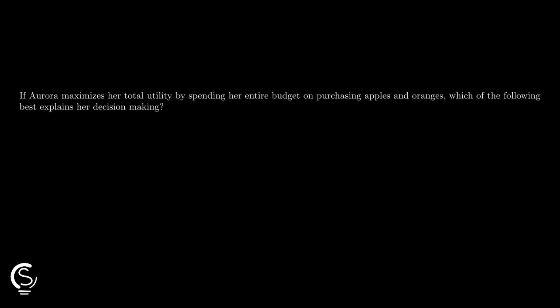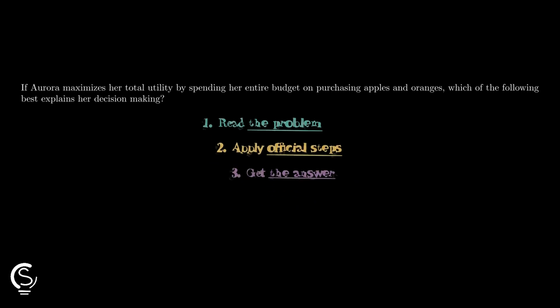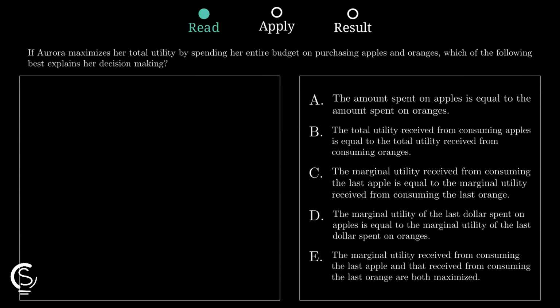Maximizing utility is a classic economics puzzle that you can solve quickly. We will analyze Aurora's budget and spending choices to find the optimal balance for her. First, we must understand that total utility is maximized when the consumer allocates their limited budget so that every dollar spent provides the same level of satisfaction across all goods.